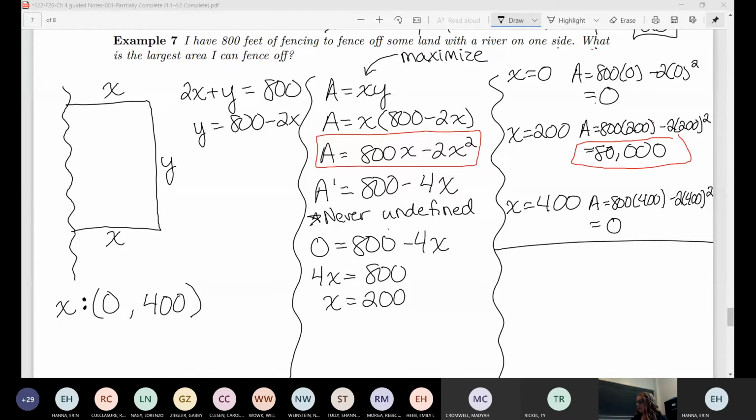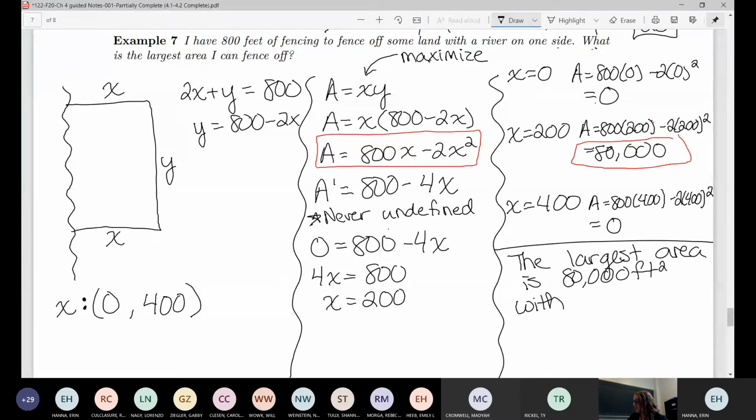But anyway, what are we actually asked for? We're asked what is the largest area. So we want to tell them the largest area. So the largest area is 80,000 feet squared. I'm going to put down both the other values as well. They don't specifically ask for them, but I'm just going to write both down. So with x equals 200 feet and y would be equal to 400 feet, I believe.